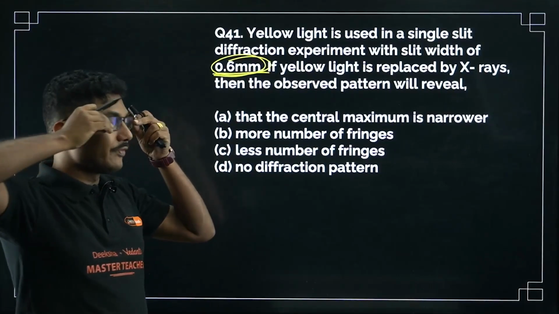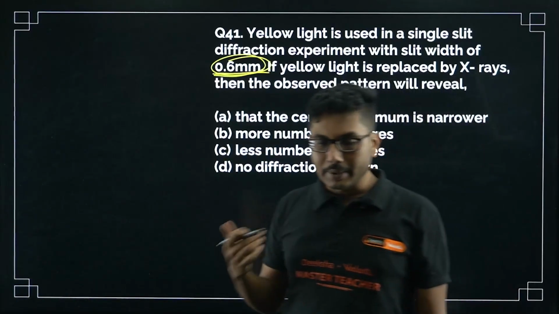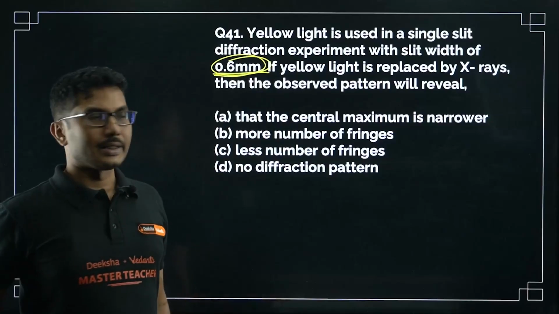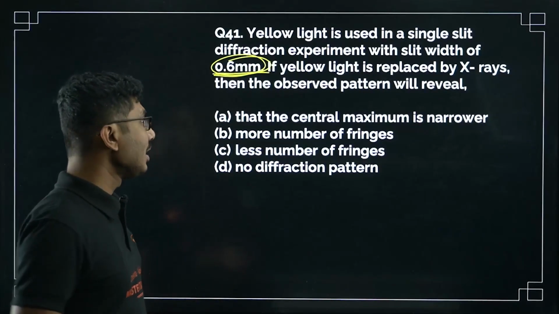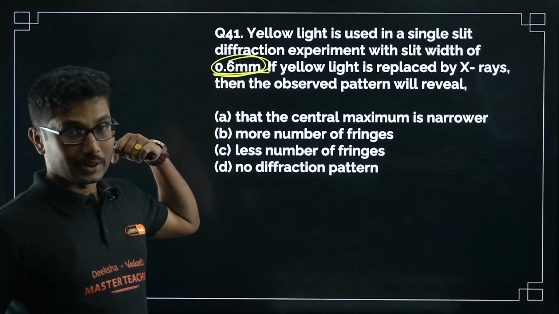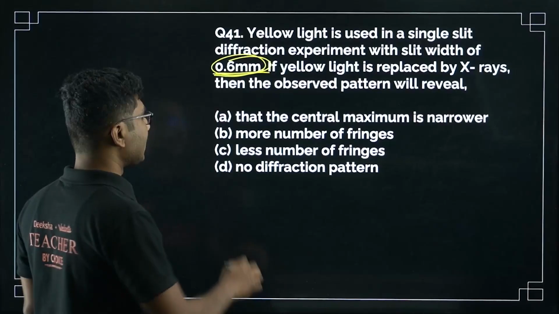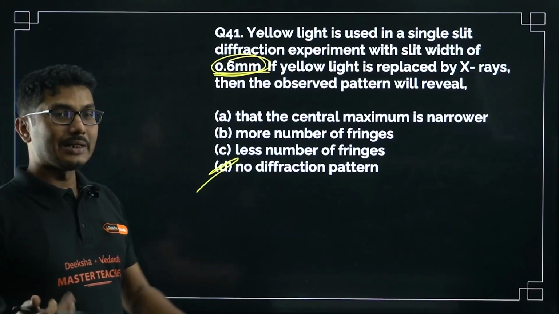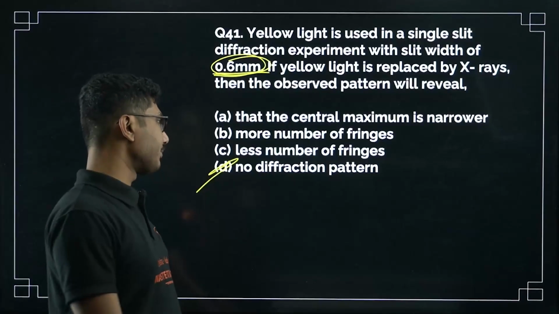So to observe diffraction or interference, the slit width should be comparable to the wavelength of the light. Because you are using X-rays having 1 nanometer wavelength, and the slit width is 0.6 millimeter, you will not observe any diffraction because the slit width is very large, so no diffraction will be observable.